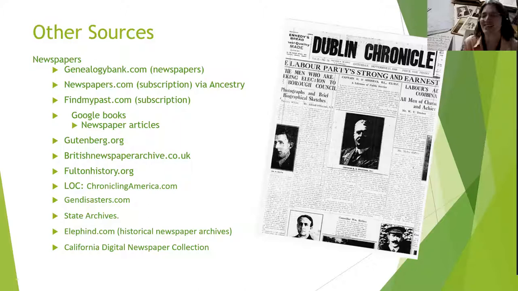And there's Gen Disasters. If you want to find out about disasters during your ancestors' time, that's an interesting website, like the 1906 San Francisco quake and things like that. And of course your state archives. And then there's elephant.com, which has historical newspapers. And then there's the California Digital Newspaper Collection.